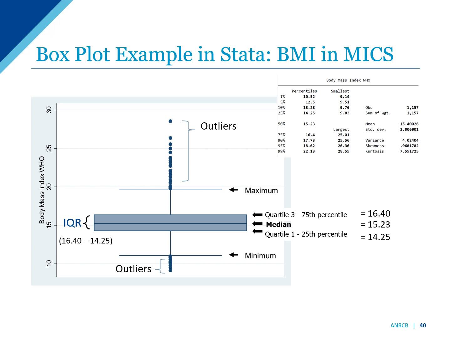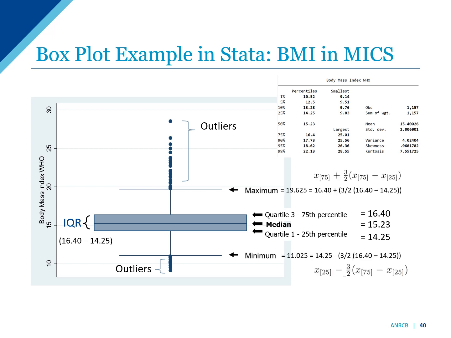We can also calculate our upper and lower adjacent values, or the whiskers of our box and whisker plot, using the formulas from the previous page, or essentially taking 1.5 times our IQR and adding it to our 75th percentile for the upper adjacent value, and subtracting it from our 25th percentile to get the lower adjacent value. Finally, we have our outliers, or values outside of this range.